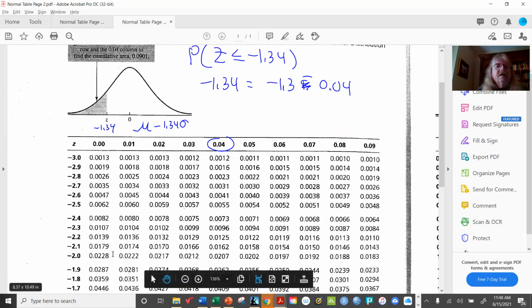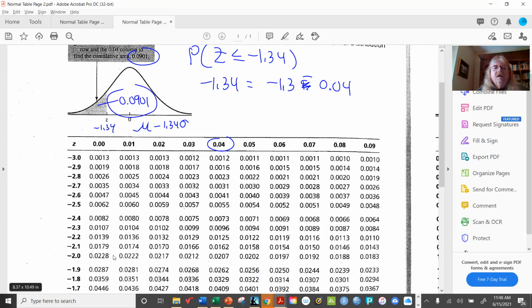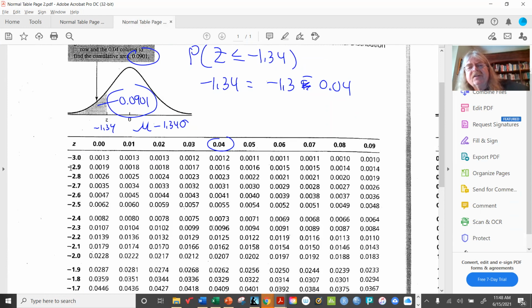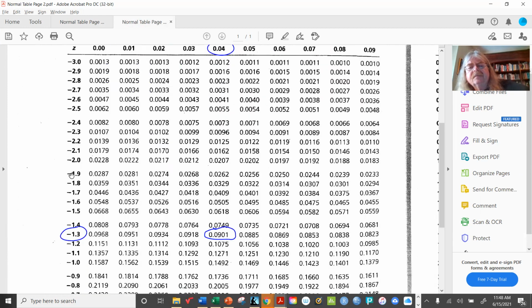Okay, so that's what it says right there. So this table is really no different than the other table, except that it's restricted to negative values, which means all the values below the mean. So this means how many standard deviations are we below the mean.